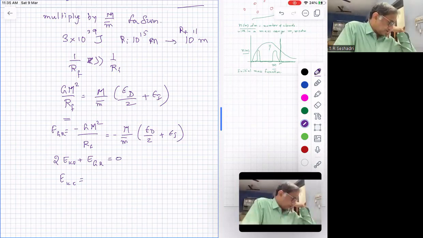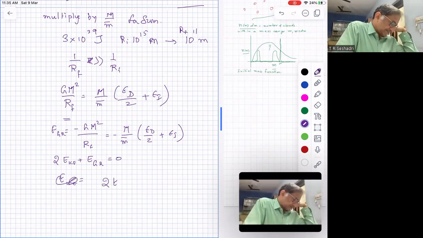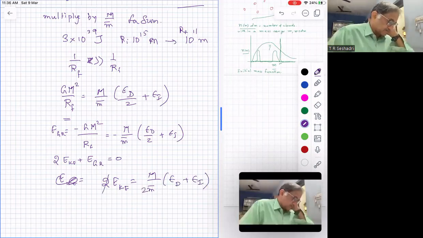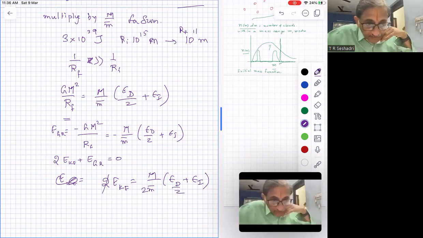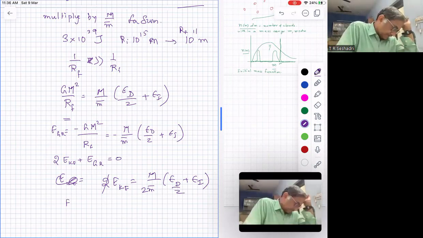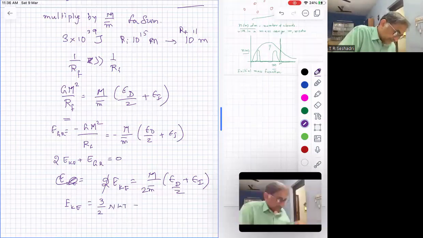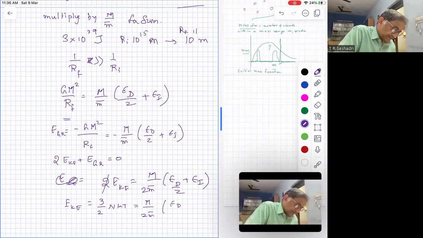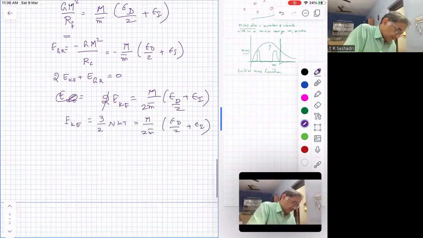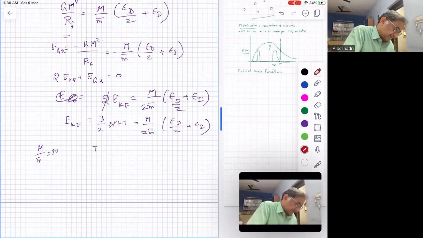So twice the kinetic energy is equal to M by M bar times (epsilon D plus epsilon I), and there is a 2 here already. And I know that the kinetic energy should be equal to 3 by 2 times the number of particles times kT. And so this is equal to M by 2 M bar times (epsilon D by 2 plus epsilon I). And now I can write M by M bar is equal to N. So this and this cancel out.